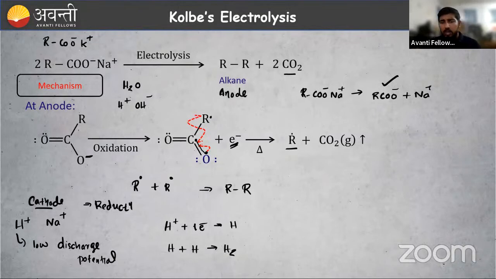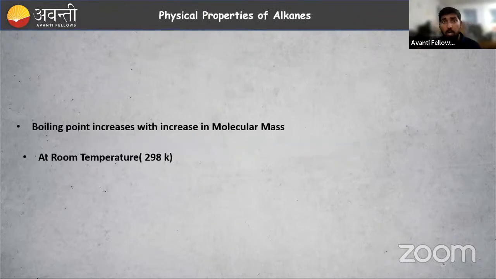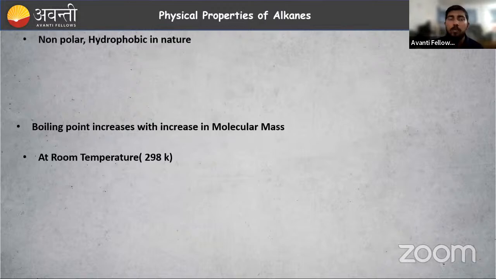Then next one, that is about the properties of alkanes. There are physical properties and there are chemical properties also. So first, let us find out what are the physical properties of alkanes. Alkane means a single bond is present. So I'm writing CH4, that is methane, the simplest alkane present. Or I can write CH3-CH3.